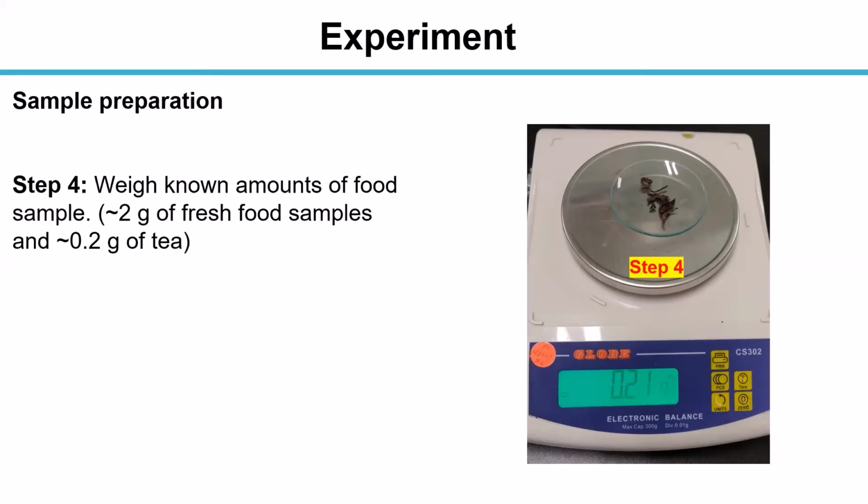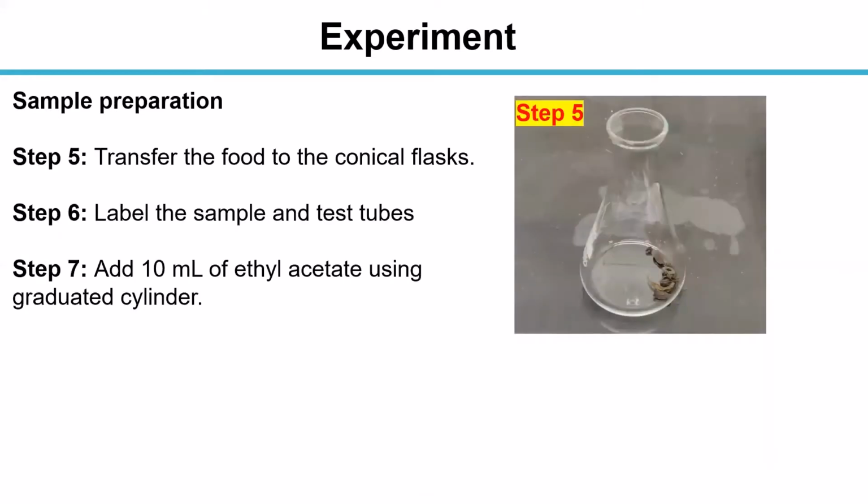The sample preparation. After calibrating the balance, we weigh around 2 grams fresh food sample and 0.2 grams of tea, respectively. Then we transfer the food to the conical flasks and label the sample and test tubes.